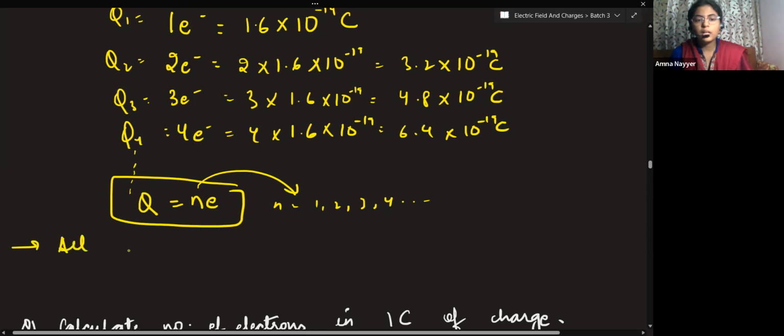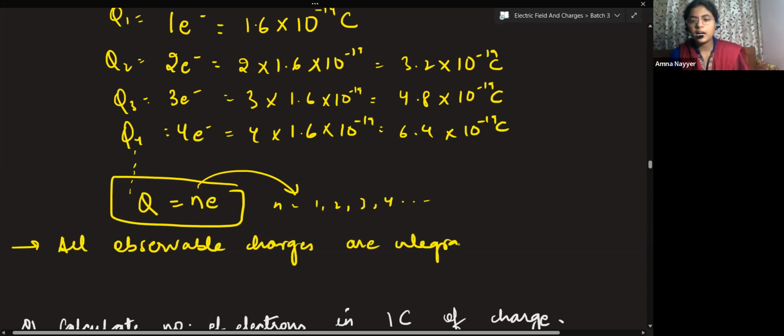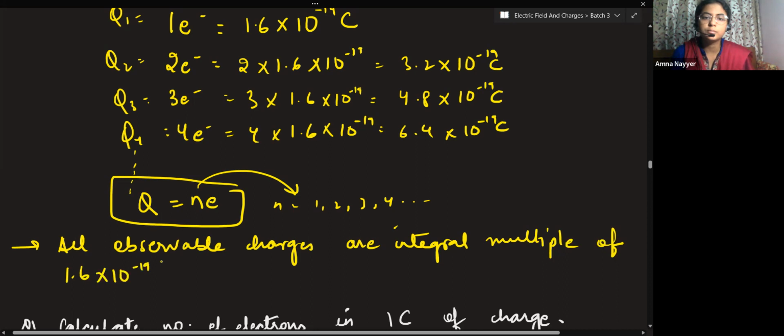So all observable charges are integral multiples of 1.6 into 10 to the power minus 19 coulombs. Fine. So quickly note this down, then we'll do a question. How do questions come in your exam?